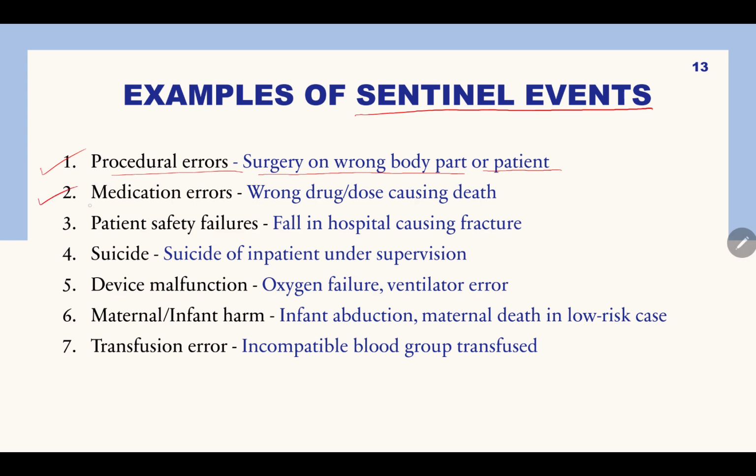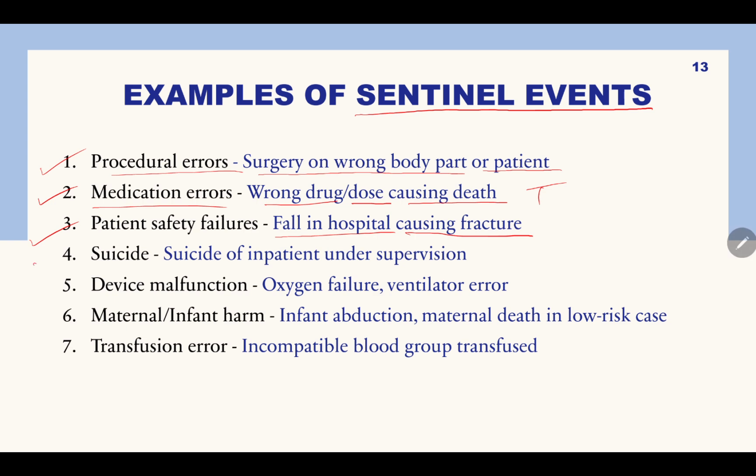Then medication errors. So a wrong drug or wrong dose causing death of the patient or causing any terminal illness, that is a sentinel event. Then patient safety failures. Sometimes there is rush, and if the rush is not properly managed, you can get stampedes in the hospital during the time of emergency, and it can cause patient safety failures. So example is a fall in the hospital causing a fracture.